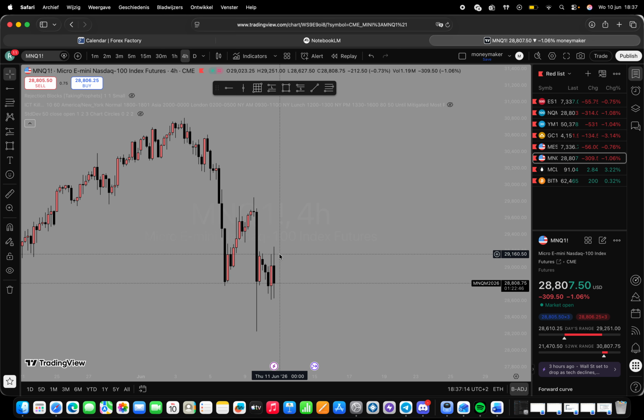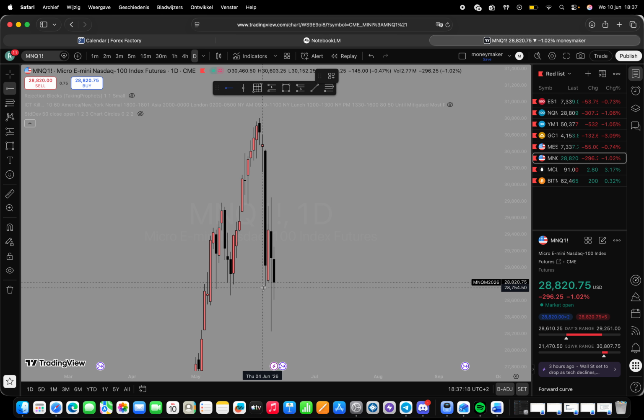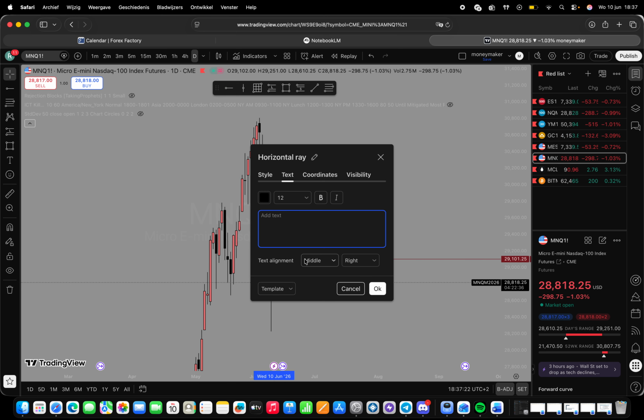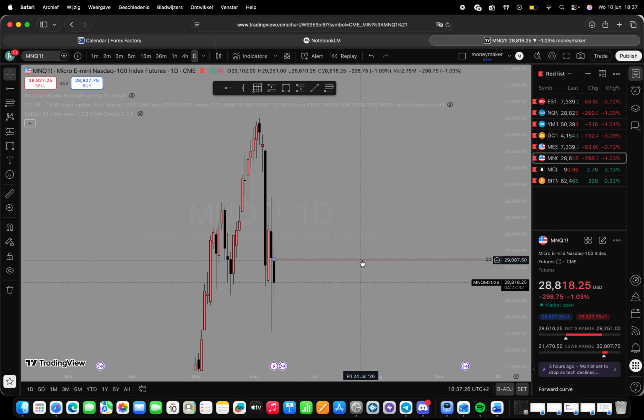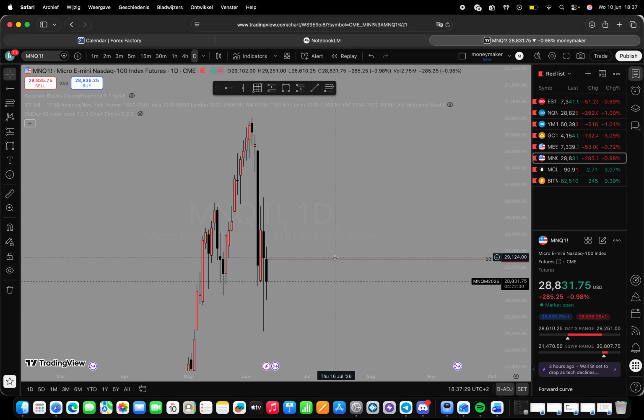So first things first, we're gonna go to the daily time frame and look where price opened today. So this is our 12 a.m. opening from tonight, and this is one of our key levels that we're going to use throughout the day. So this is one that we want to watch.